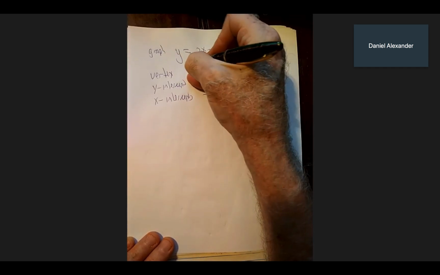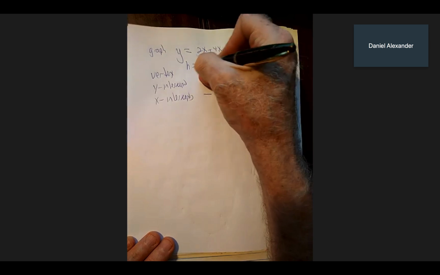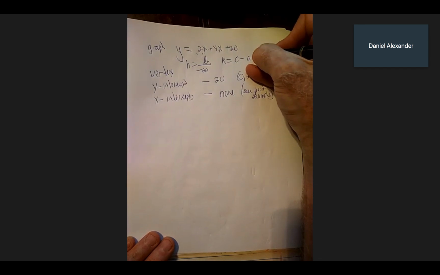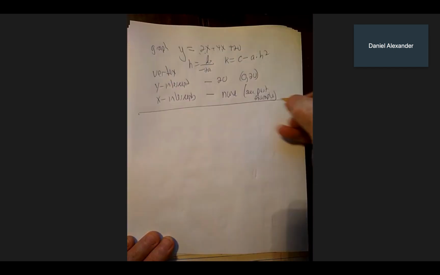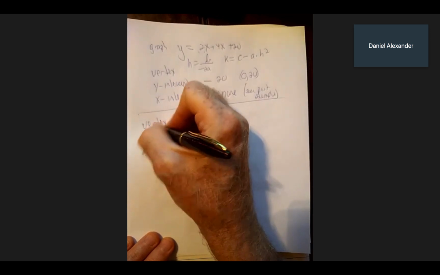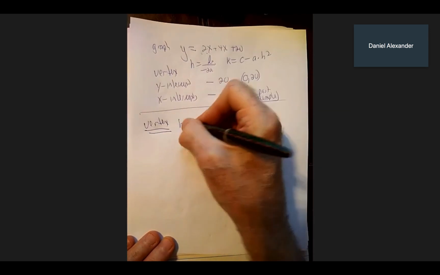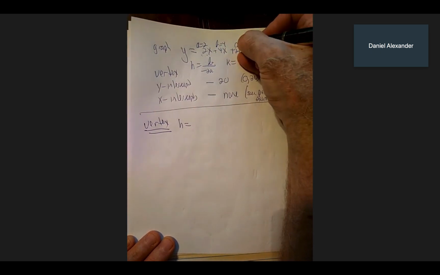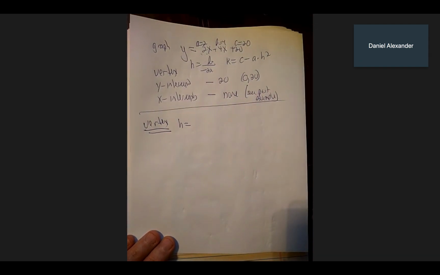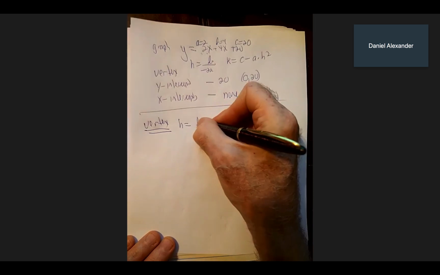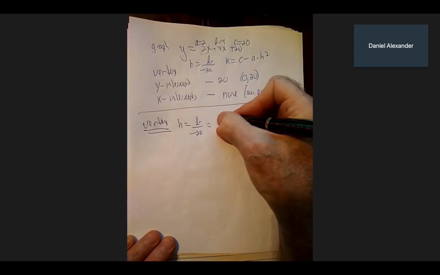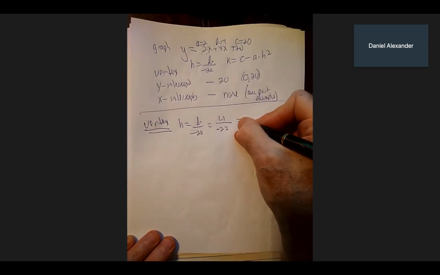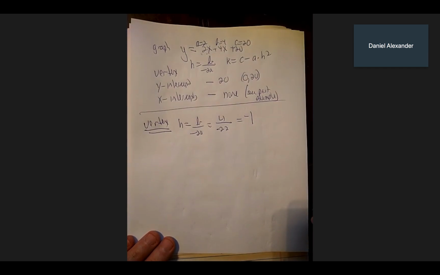Now the vertex, again, is going to be h equal to minus b over 2a, and then k is going to be equal to c minus a times h squared. So we'll find the vertex here. Let's figure out what a is. A is 2, b is 4, and c is 20. Again, we looked at that earlier. So h is going to be minus b over 2a. B is 4, a is 2. So we're going to get minus 1 for the vertex, minus 4 over 4.